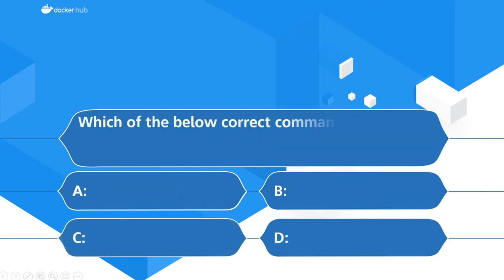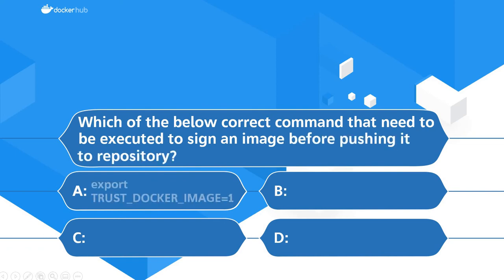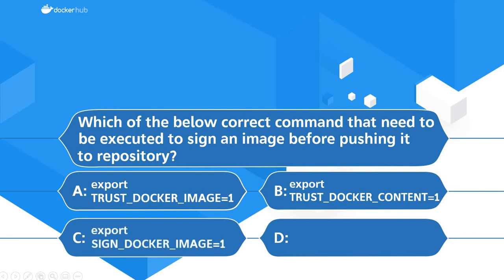Which of the below correct command needs to be executed to sign an image before pushing it to the repository? A. Export trust_docker_image equals 1. B. Export trust_docker_content equals 1. C. Export sign_docker_image equals 1. D. Export docker_content_trust equals 1. Your time starts now.